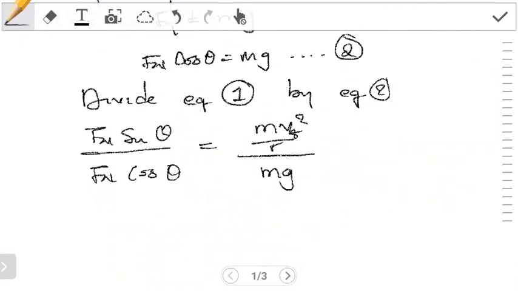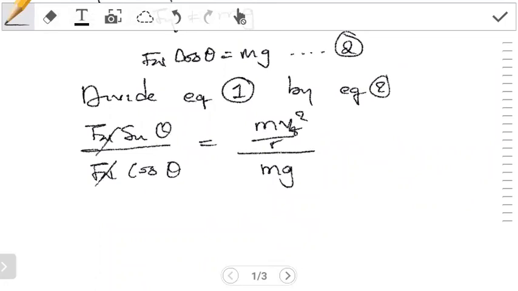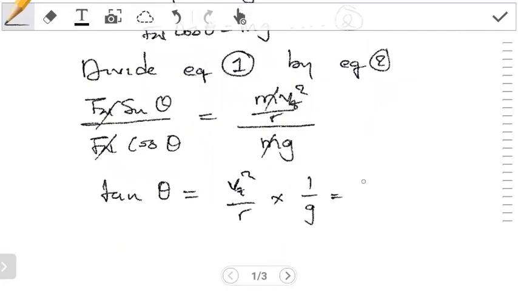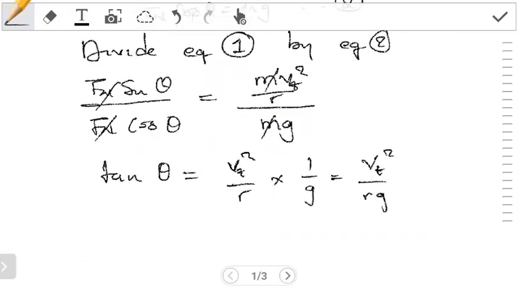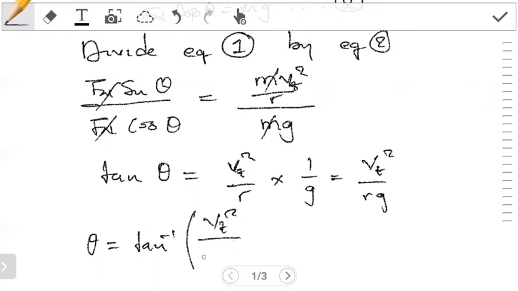So from here, the normal force will cancel out. Sine theta over cos theta is tan theta. So this becomes tan theta is equal to, on the right hand side, the mass, and the mass will cancel out. So you're going to have vt squared over r multiplied by 1 over g. So this just becomes vt squared over rg. So we want to find the angle. So this would then imply that theta is equal to tan inverse of vt squared over rg.